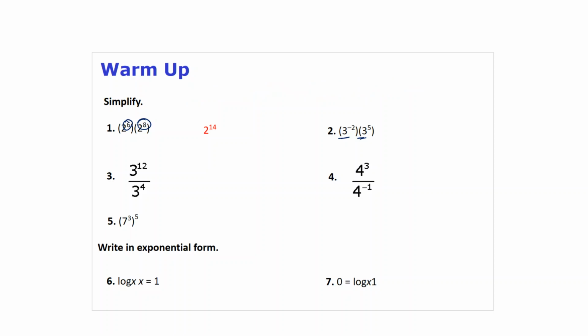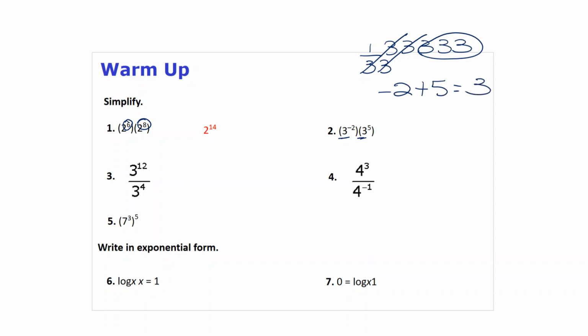So remember, 3 to the negative 2 power is really just the same as 1 over 3 squared. So we'd have 3 twice down there, and then 3 to the 5th on the top in our numerator. Now when we cross these out, we end up with 3 to the 3rd power. All we have to do is say negative 2 plus 5 equals 3. And so there we have our answer, 3 to the 3rd power.